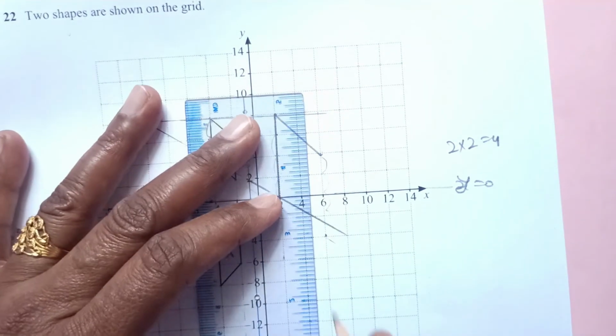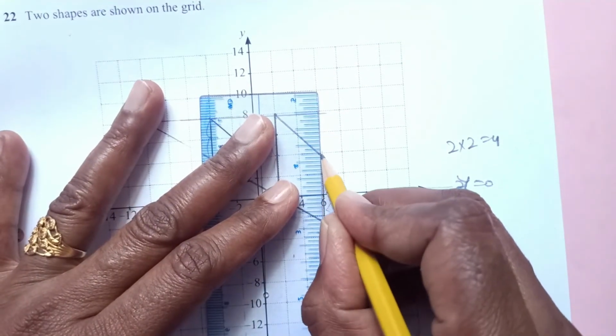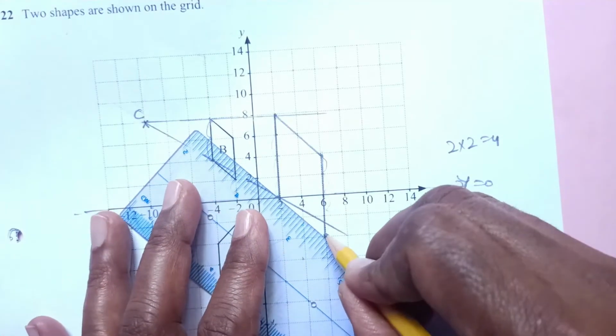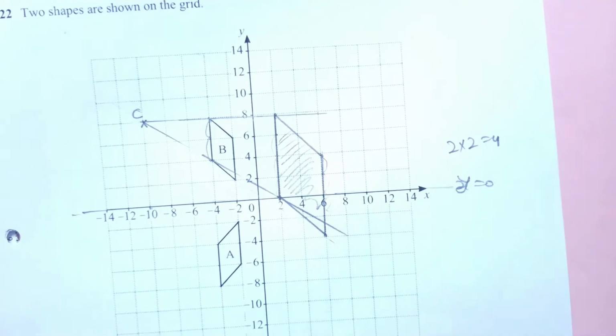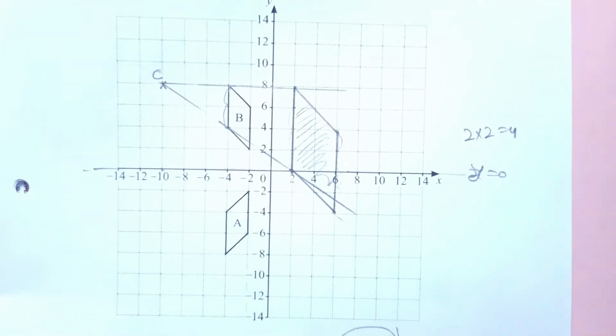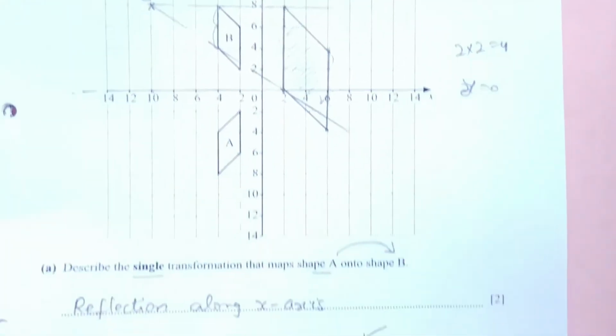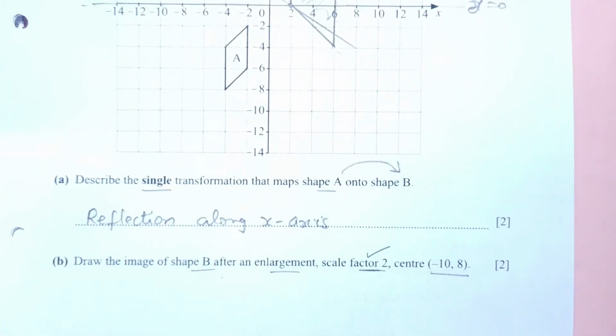So this is our shape. Got it? This one. So that is after the enlargement with center C, which is at point -10, 8.